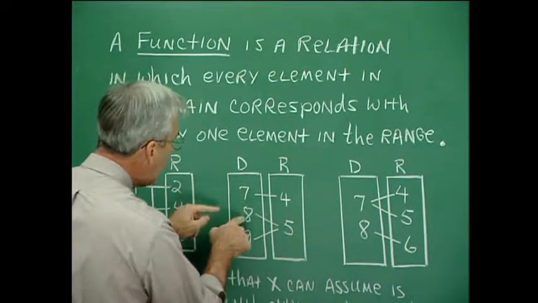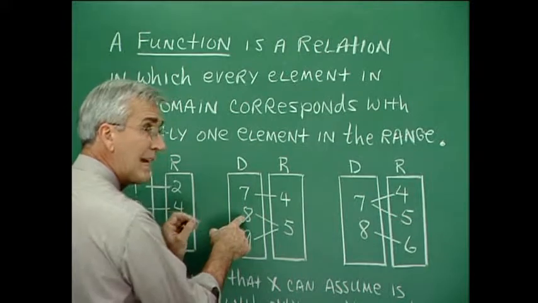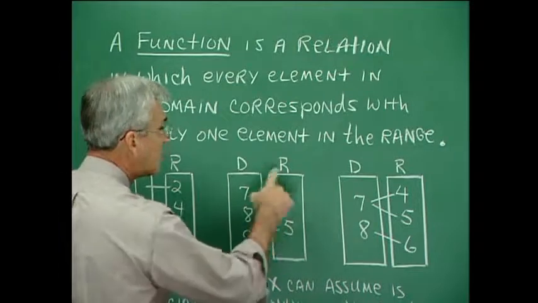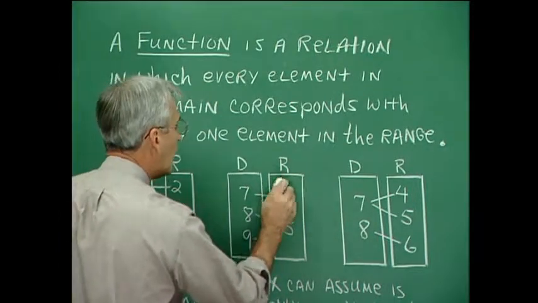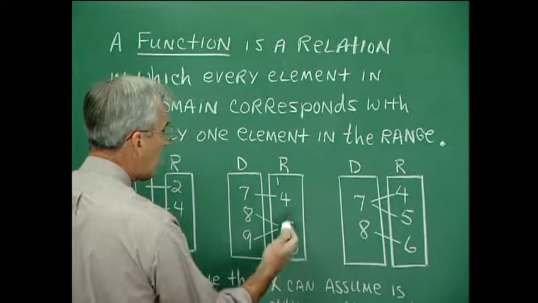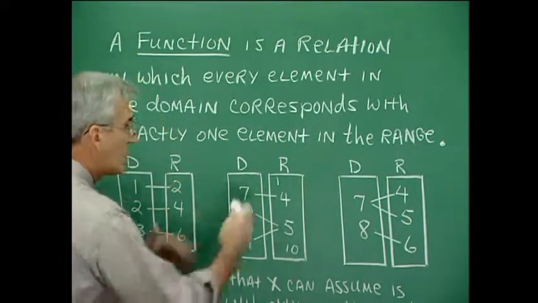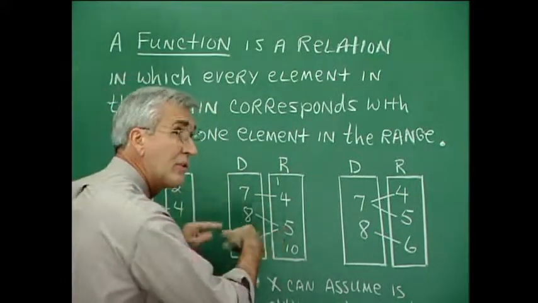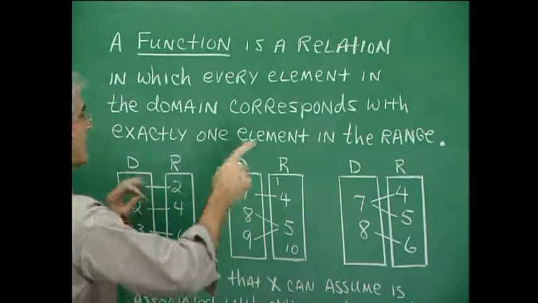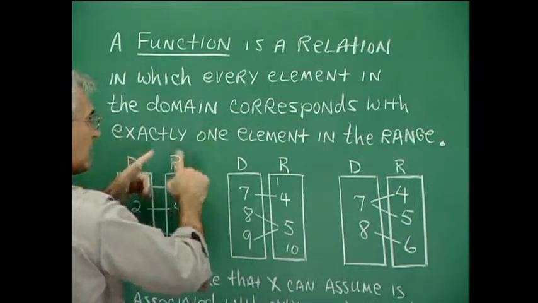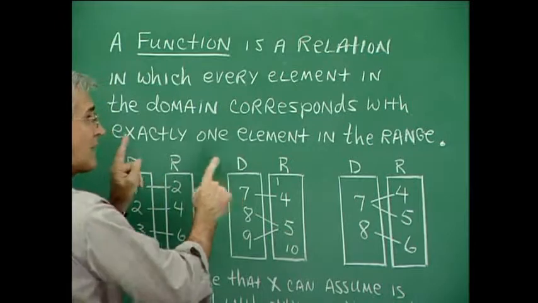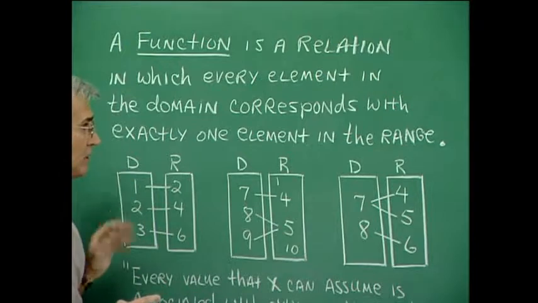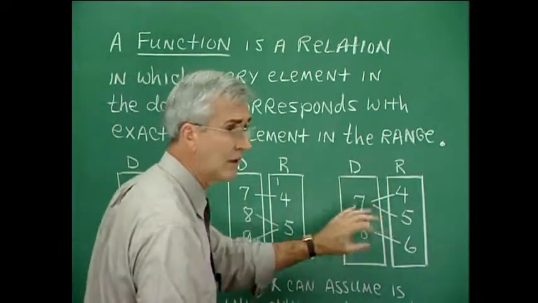You see, we have only one value in the range associated with 8, only one value in the range associated with 9. And by the way, there could be other items in the range. The range could include 1 and 10 that have no correspondence with items in the domain. It's okay. If we had other items in the domain, though, we would need to have partners in the range corresponding with them. That's this idea of exactly one. That means one and only one. So we have to have a partner and only one partner in the range for us to have a function relationship.